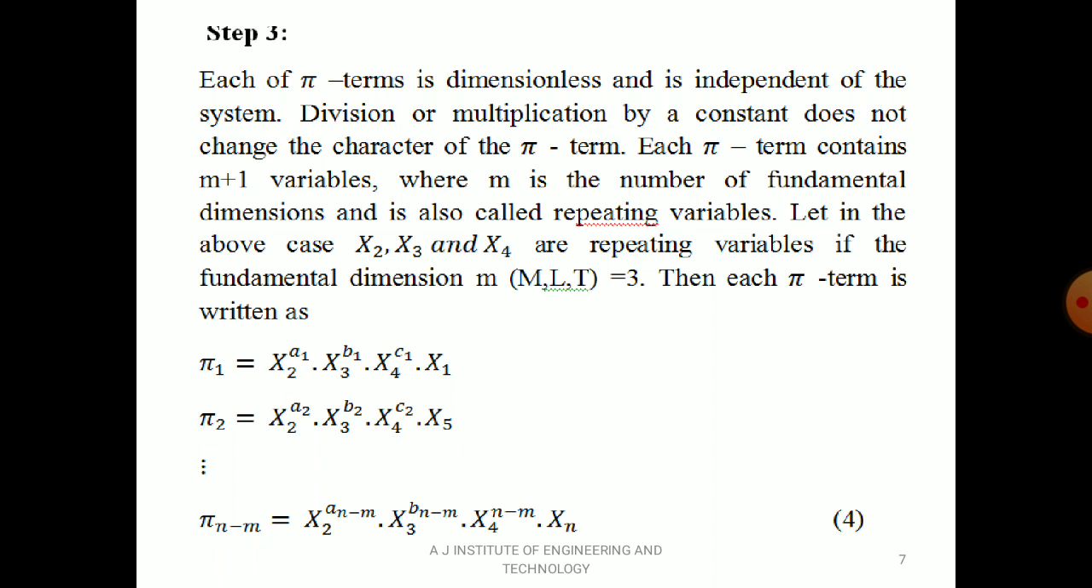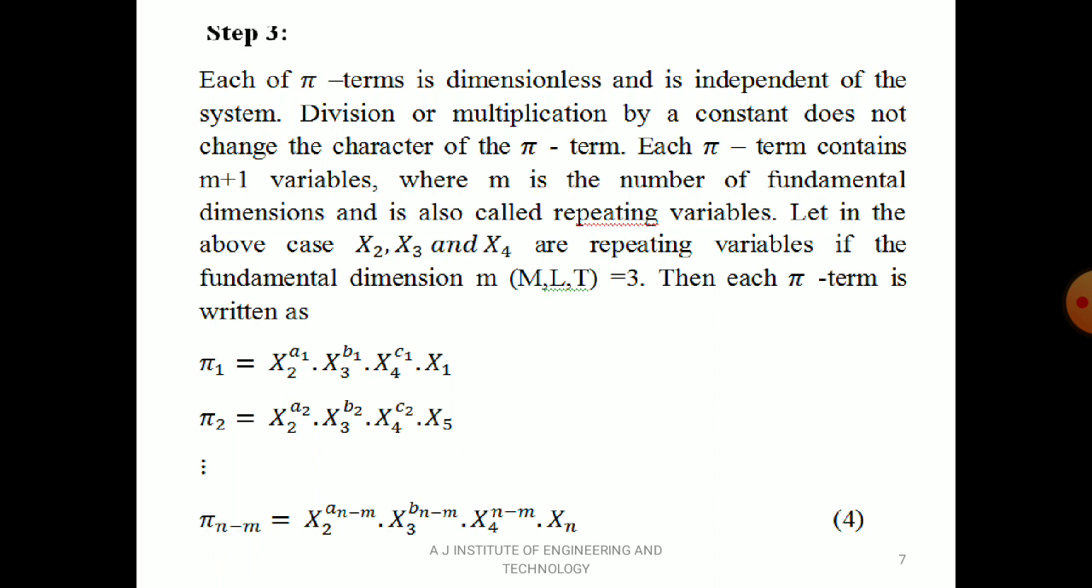So we have to now select the repeating variables. Here they have taken x2, x3 and x4 as repeating variables. Then each pi term is written as pi 1 equal to x2 to the power a1, x3 to the power b1 into x4 to the power c1 into x1, where a1, b1, c1 are constants or powers, and x2, x3, x4 are already taken as repeating variables.